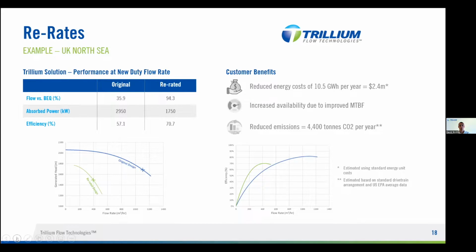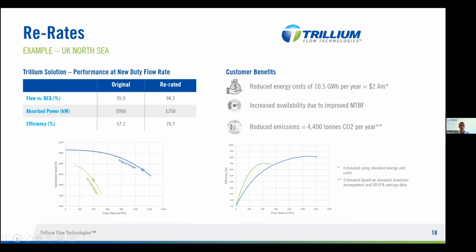Increased availability. Because we're now operating in the correct position, we've got less chance of failures of items offshore, and we can reduce the frequency of repairs as well. And just one thing there, in terms of reduced emissions, which is something that we're seeing more customers now wanting to look at. This equated to over 4,000 tonnes of CO2 per year. So huge savings there as well. So a really good project. I think the customer was really pleased with it, and obviously they'll have these improvements going forward for the rest of the operation.